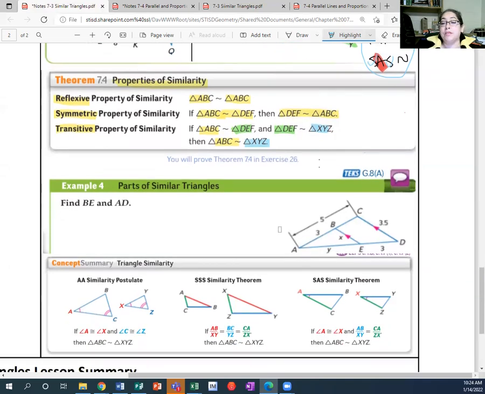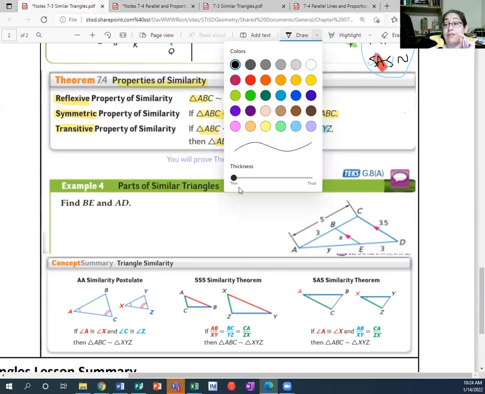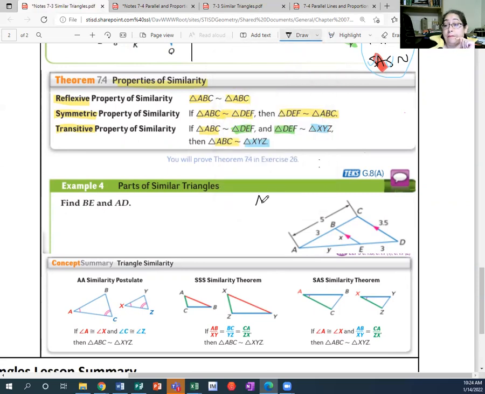All right, let's talk about parts of similar triangles. Now, these two triangles, we have to identify which ones are similar to which. All right, I have, believe it or not, two triangles sitting here. I have the small triangle that is triangle ABD. And I have the bigger triangle, triangle ACD.